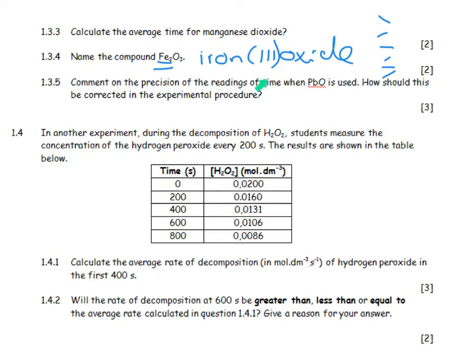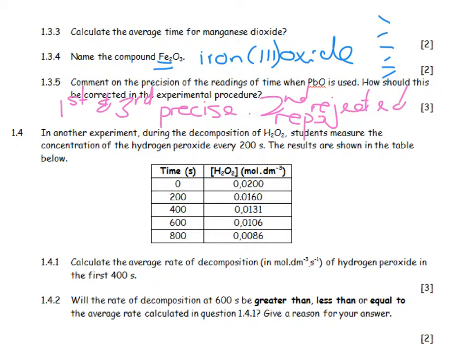Comment on the precision of the readings for lead oxide and how can this be corrected. Well, the first thing is that 2 of the readings are fine. So first and third are precise. Second must be rejected and experiment repeated. That's how you would deal with that.